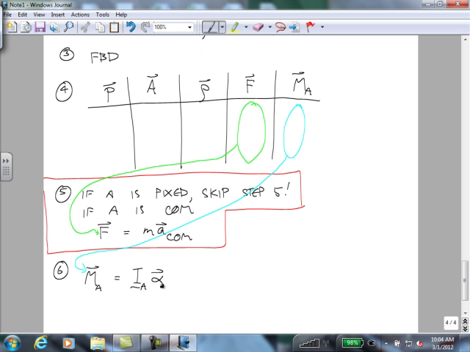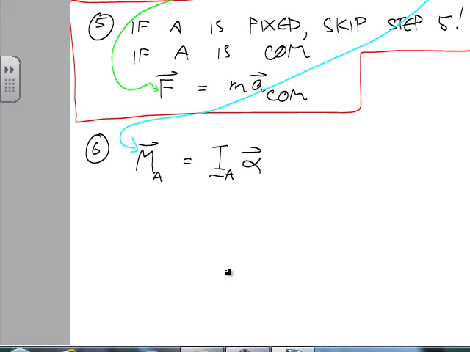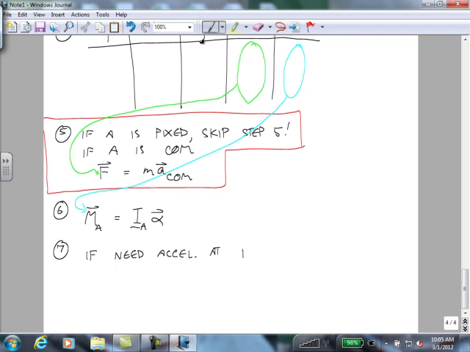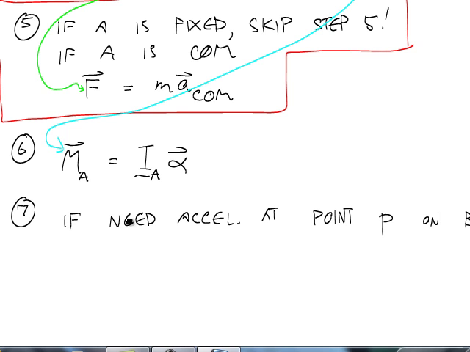And 7th, if for some reason, like that constraint equation, you need the acceleration at a point P on the body, and we'll see that there's a lot of reasons that we're going to need this, then you're going to use the acceleration of P relative to the origin is equal to the acceleration of P relative to A plus the acceleration of A relative to the origin.